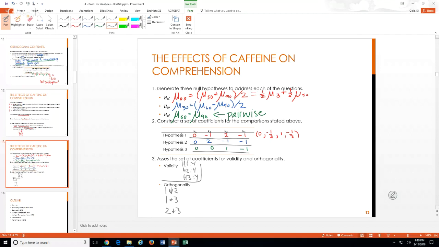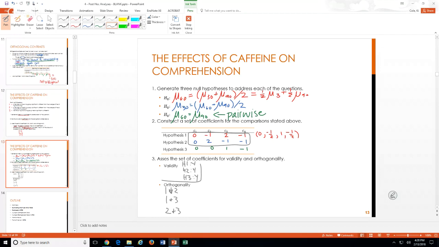We need to look at all pairs of the different hypotheses. Okay. So first, let me erase these lines. First, let's look at 1 and 2. So I'm going to box that one. We're going to multiply corresponding coefficients and then add them up.